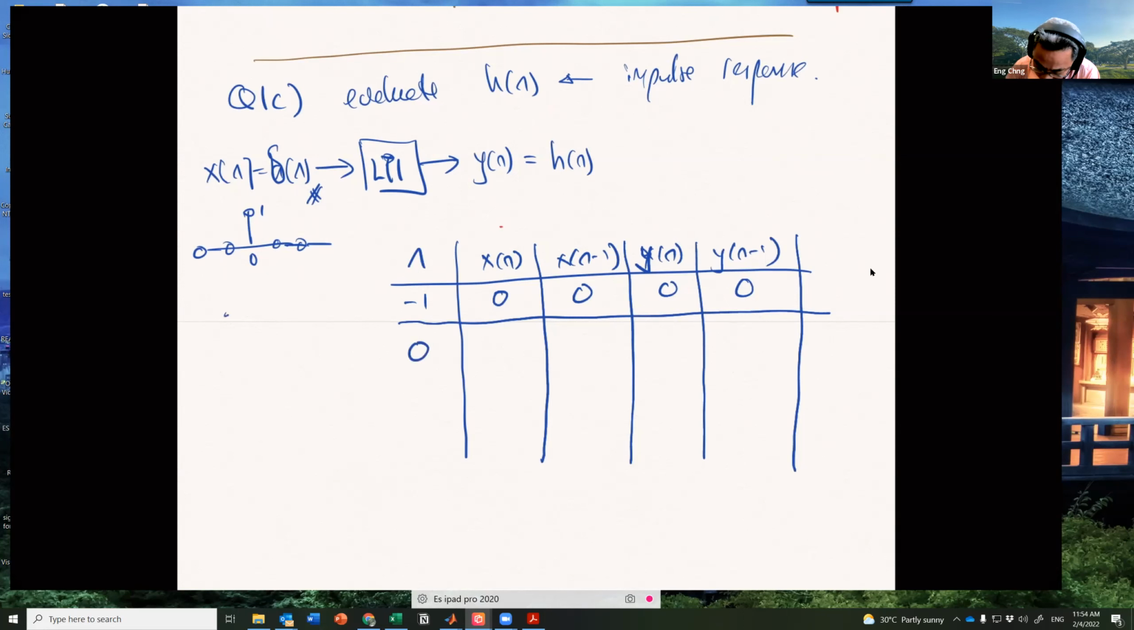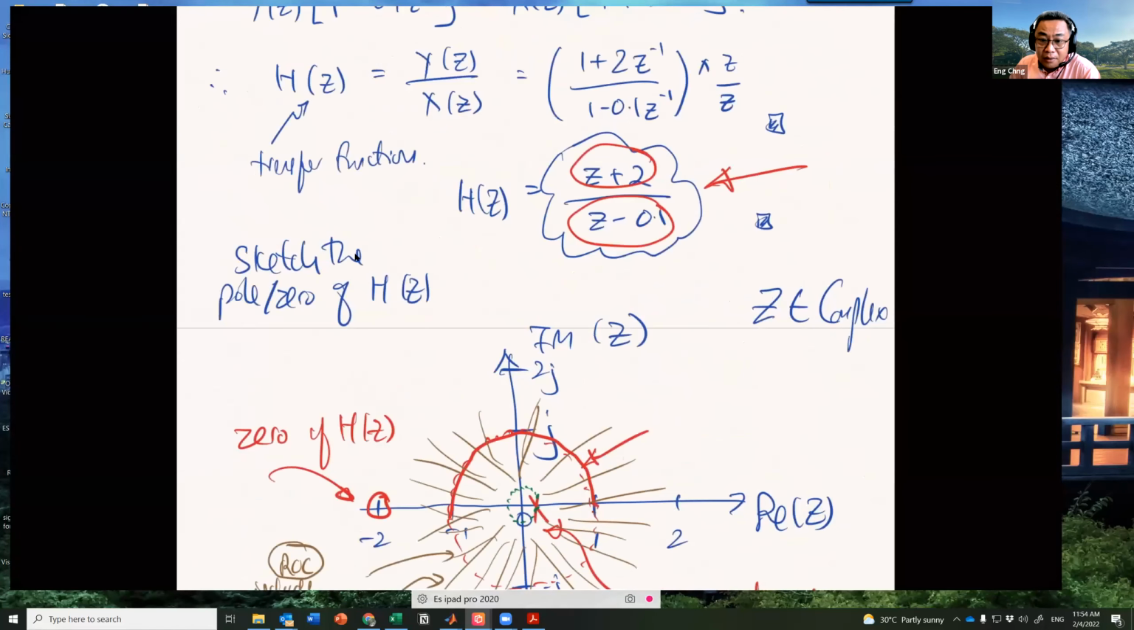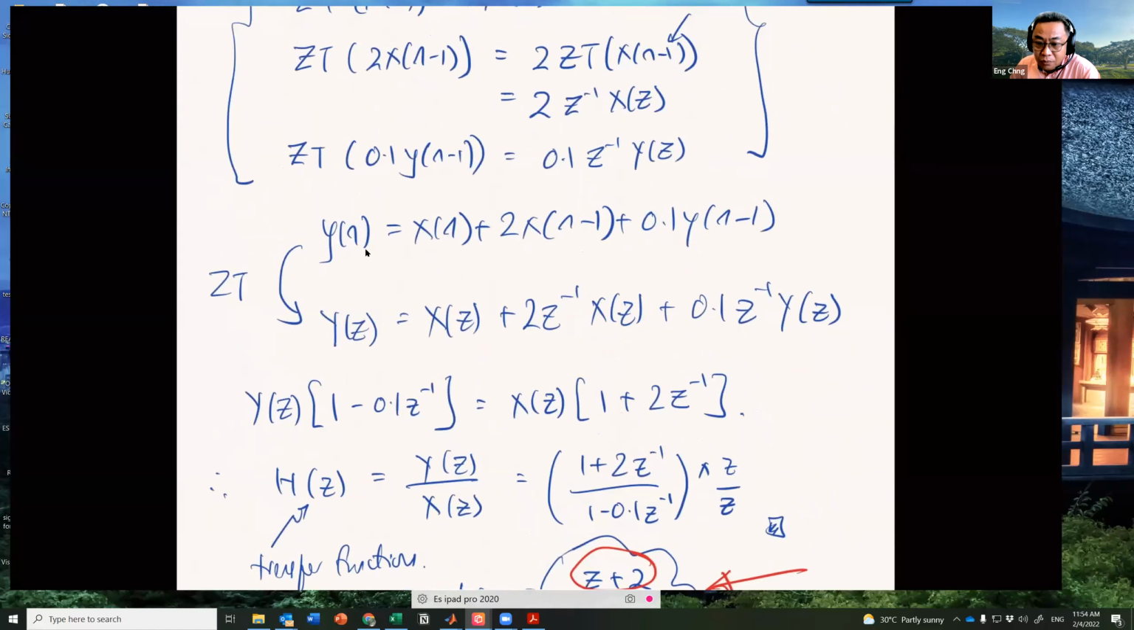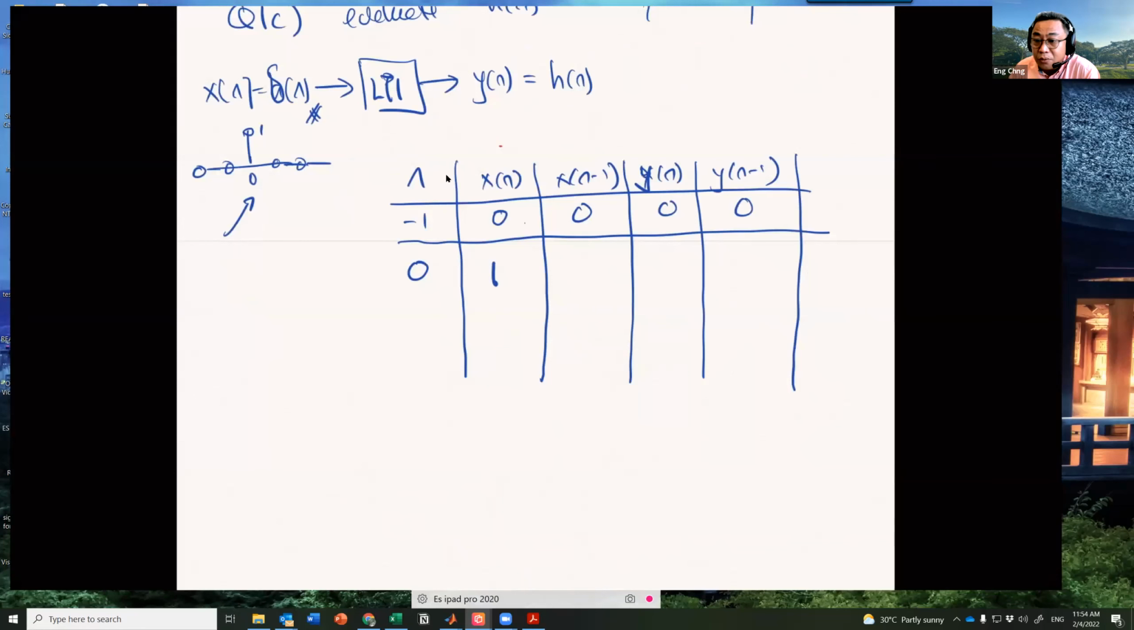At time 0, what happened? I fire the impulse. So at time 0, I send a 1 here. So what about x of n? What happened to x of n? You go and look at the figure here. Once I fire a 1 here, this x of n will move into here, right? So x of n will move to x of n minus 1. Y of n will move to y of n minus 1. So if you really want to see, this is what happened. This 0 moves to here. What about y of n? Y of n moves to this guy. So I have x of n, I have x of n minus 1, I have y of n minus 1.